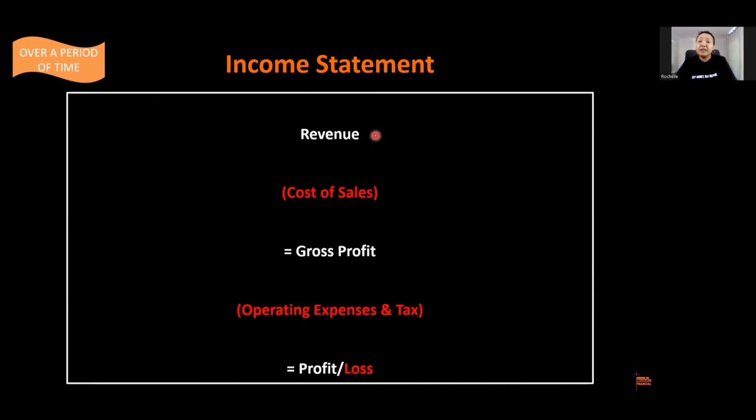Now, a little bit more detail about an income statement. You have to know, it always starts with revenue. A company exists to make sales. Then you deduct the cost of sales. The cost of sales is the cost of making the product. If you are making bread, all the ingredients that you buy, that is the cost. Then if you deduct the cost of sales from the revenue, you get to the gross profit. So that's your gross profit.